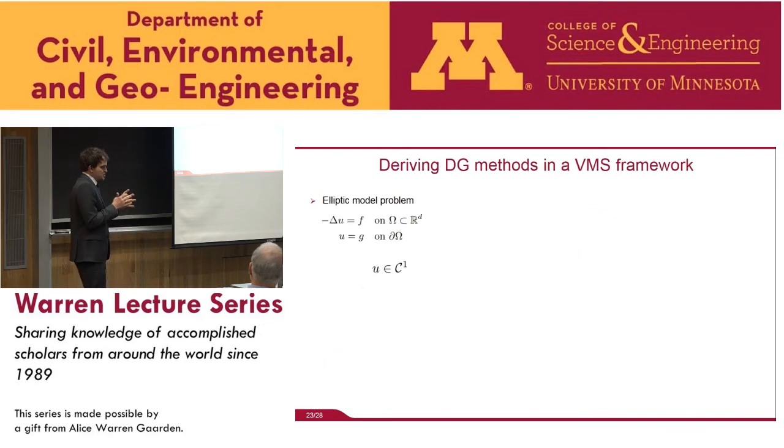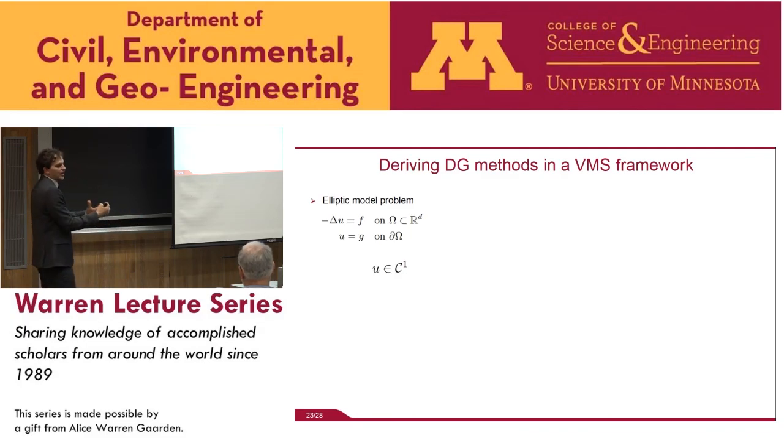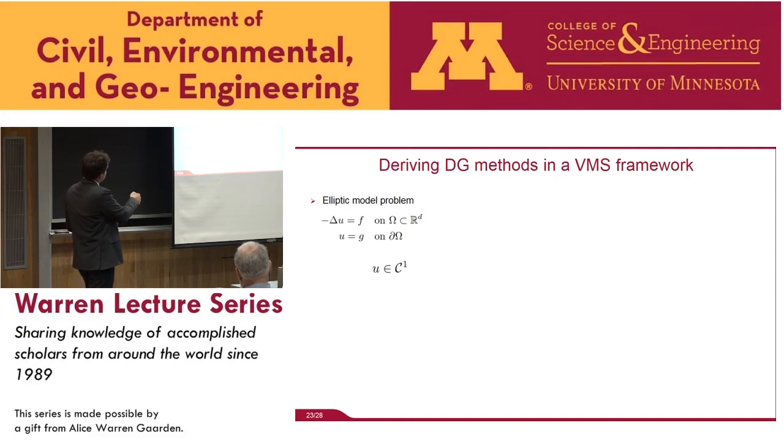Okay, so what we have done is we have derived a way of deriving DG methods in a VMS framework, which turns out to be a completely new way of arriving at DG methods. So what we do is we start again from a partial differential equation. It's again an elliptic model. We assume here that our solution is C1 continuous. This holds for most of the problems we're interested in, in particular for fluids in CFD, that can easily be checked. I mean, the velocity is going to be C1 continuous.